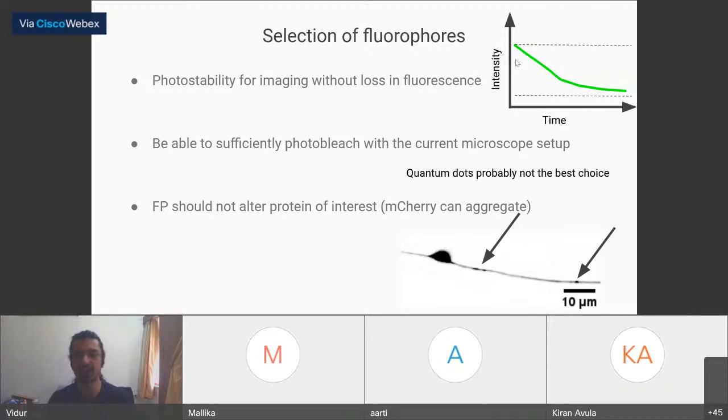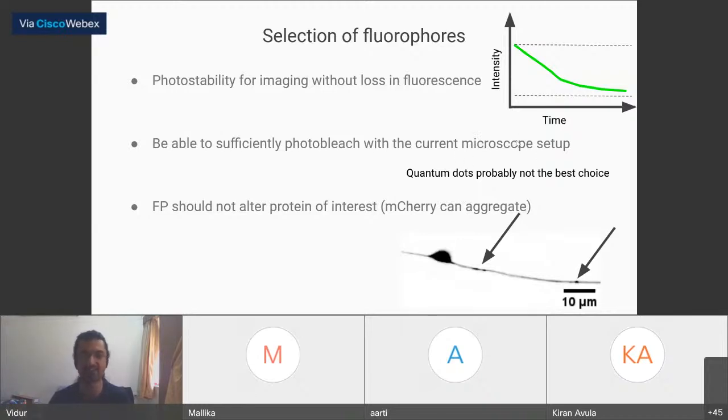Generally, GFP and these fluorophores come in this category. Old generation fluorophores like mCherry do a pretty bad job and they photobleach quite rapidly. The second is that the fluorophore should be able to photobleach in your microscope setup. Depending on the kind of microscope you have, or the power of the lasers that you have, you may have an overexpression system where you will have to bleach the region of interest for at least 10 seconds to have any loss of fluorescence.